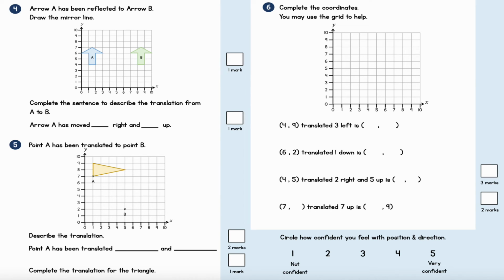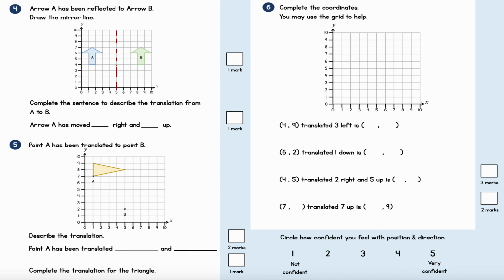This is question number 4, guys. Arrow A has been reflected to arrow B. Draw the mirror line. Well, what I'm going to do is count the number of squares and then halve it. 1, 2, 3, 4, 5, 6. 1, 2, 3. So the mirror line is down this line here.